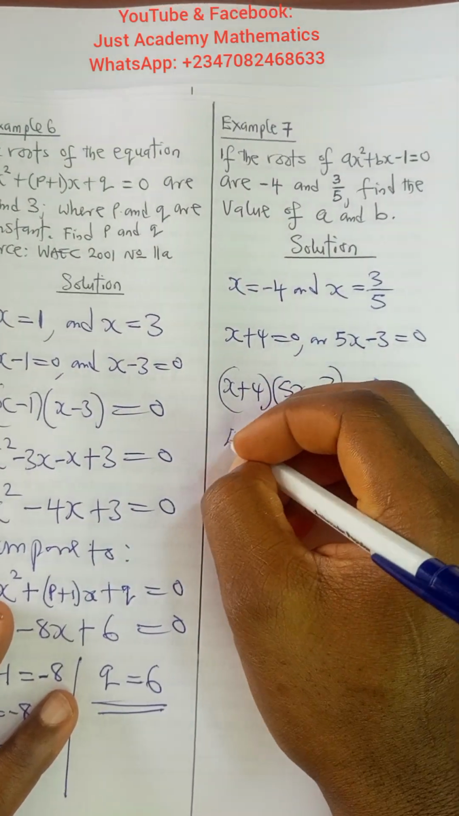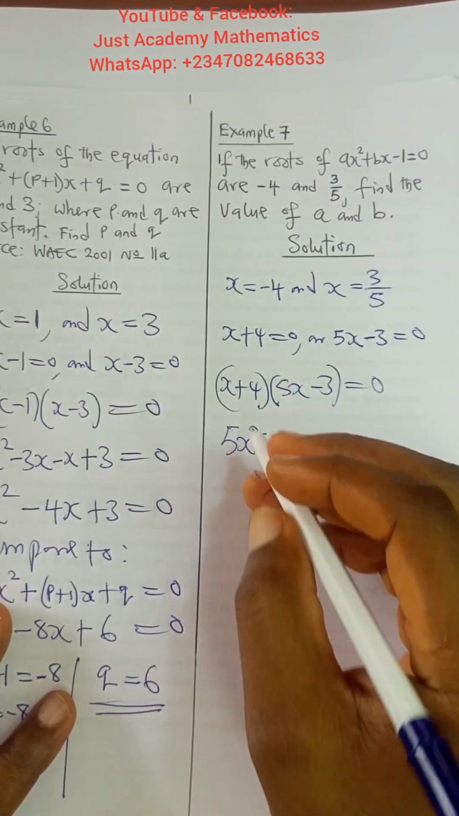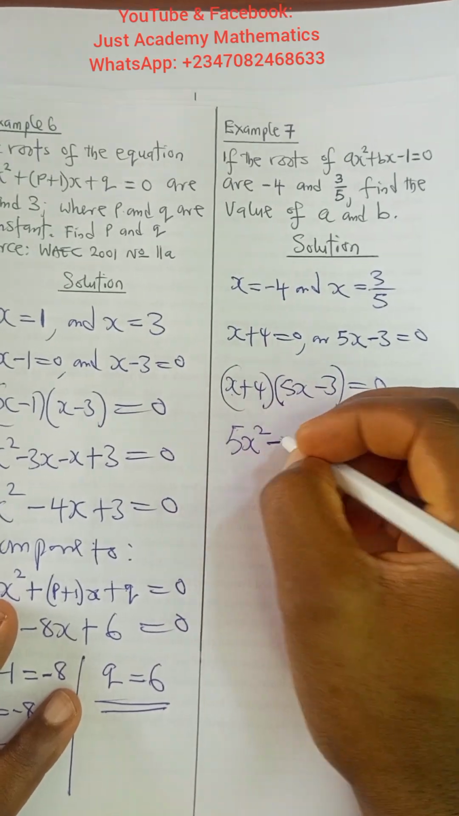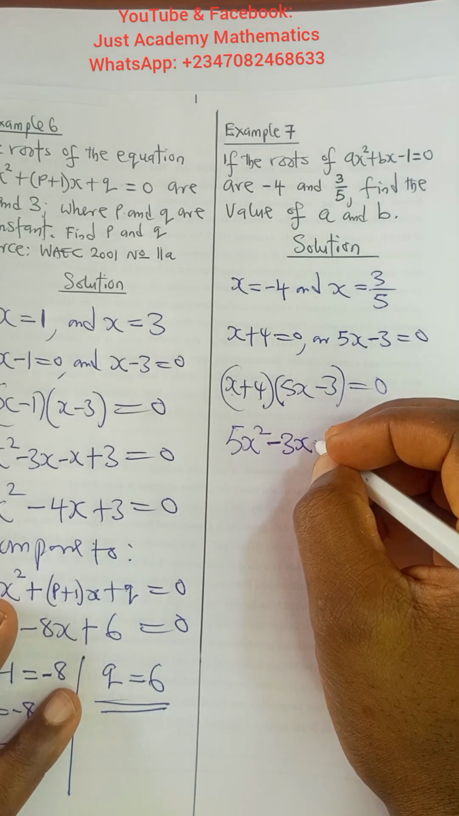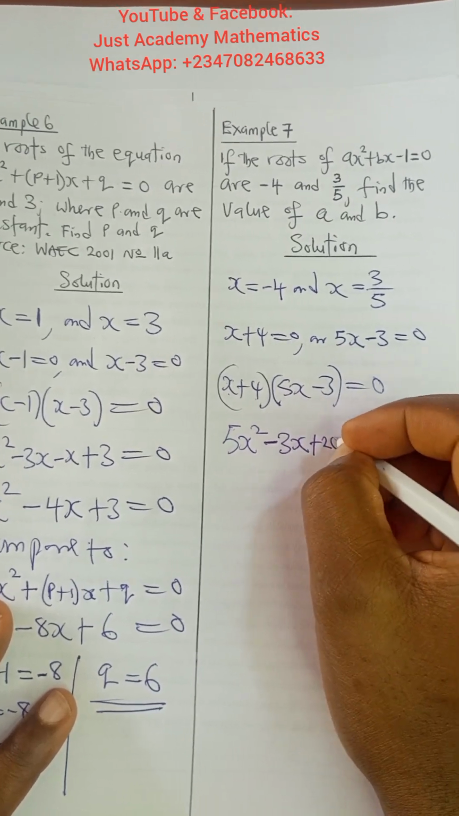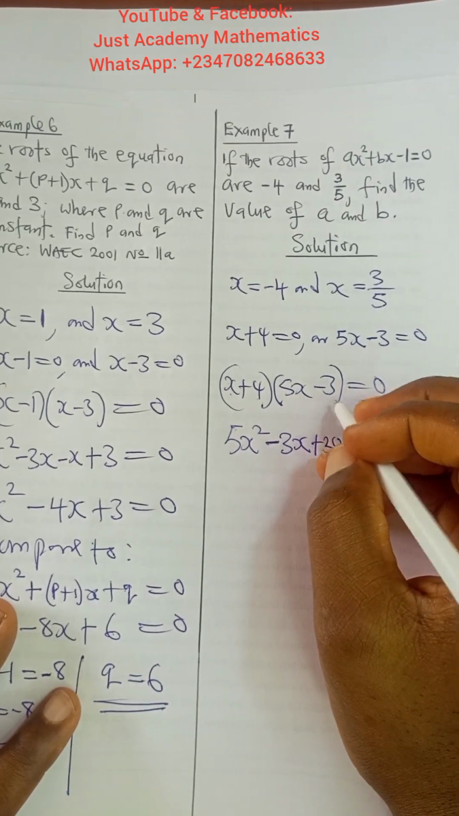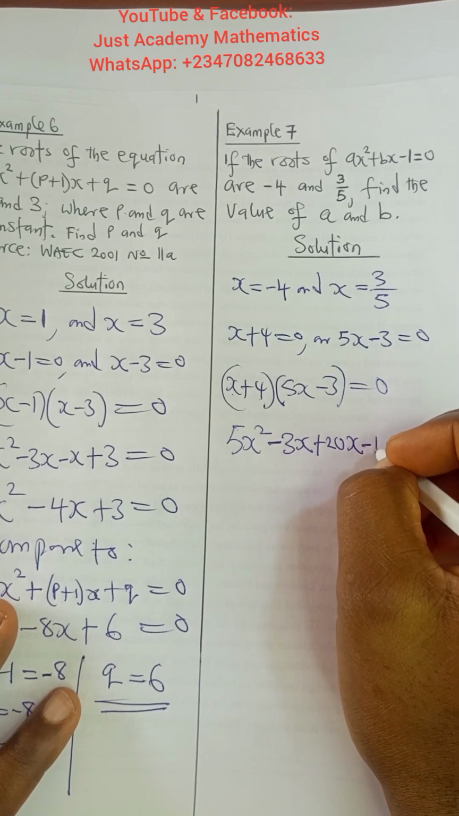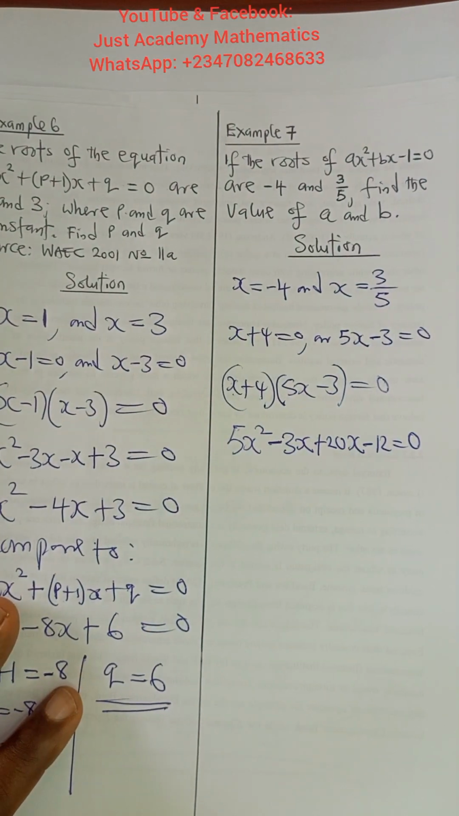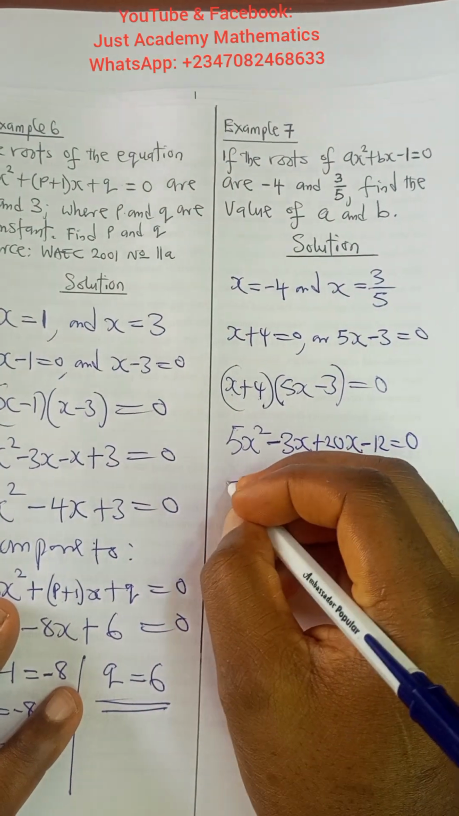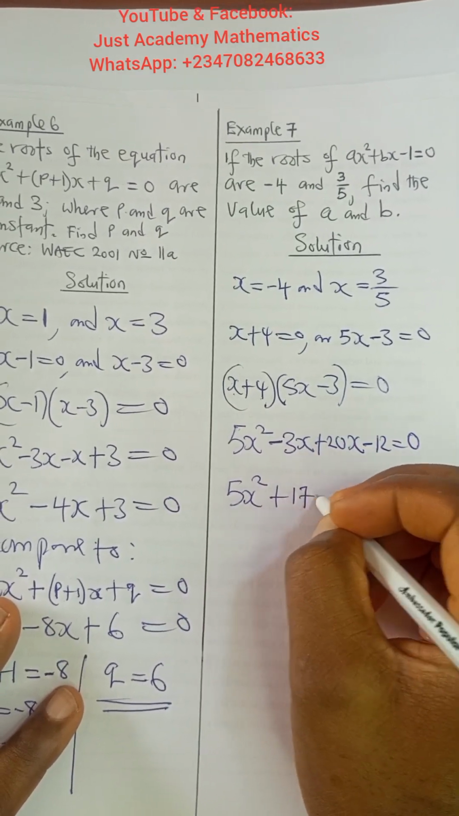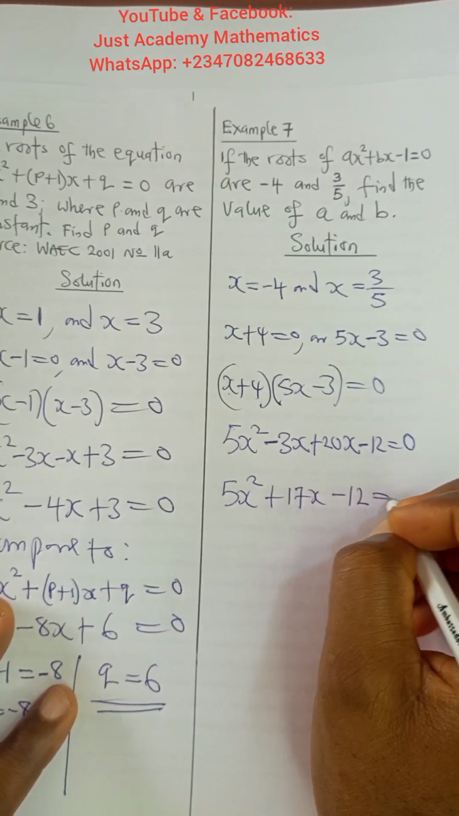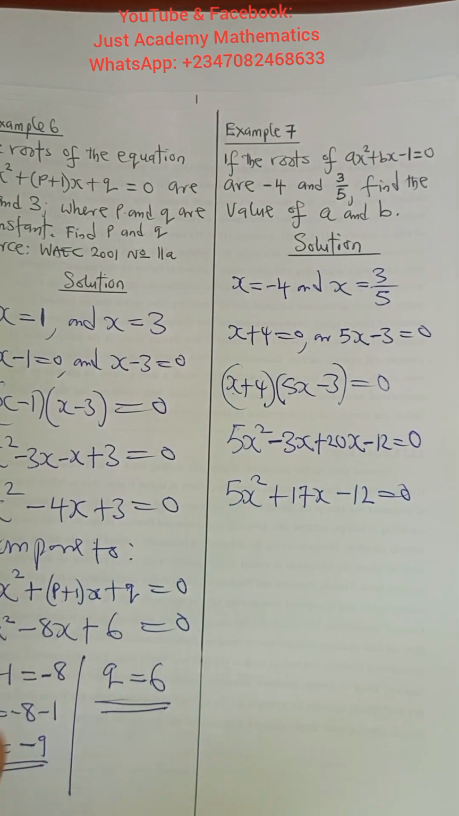x times 5x is 5x squared. x times minus 3 is minus 3x. 4 times 5x will give me plus 20x. Then 4 times minus 3 is minus 12, equals 0. Now with that, we know that we have 5x squared plus 17x minus 12 equals 0. This will give us 17.